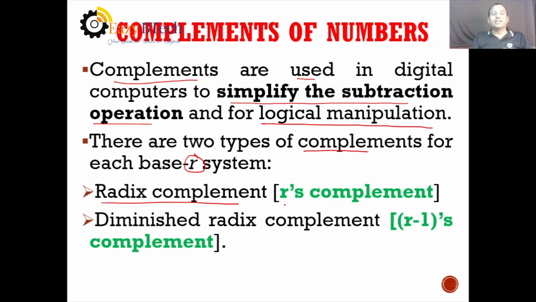One is the radix complement, also known as R's complement. The other one, the second complement, is the diminished radix complement, or R minus 1's complement. So any radix you take will always have two types of complements, radix complement and diminished radix complement, or R's complement and R minus 1's complement. So for any number system we will have two types of complement.